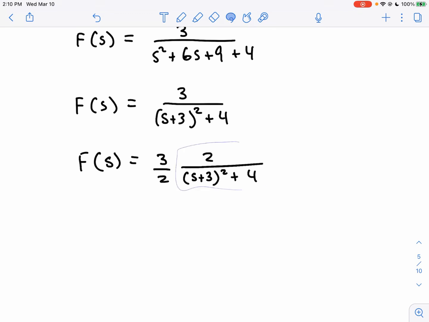And now I can see if I do the inverse Laplace of this, I'm going to get e to the negative 3t, because a is negative 3, times sine of 2t, because b is 2. So now our inverse Laplace transform f of t takes us back to 3 halves e to the negative 3t sine 2t.